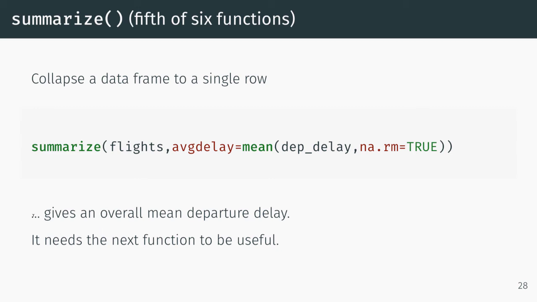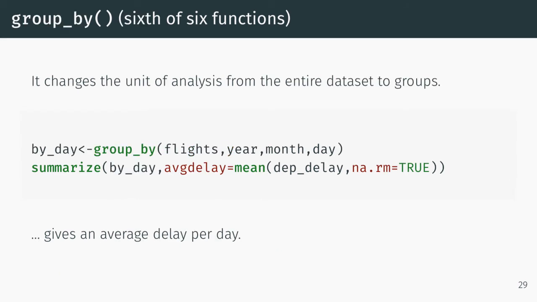What's going to make it useful is if we use it with group by, the 6th of the 6 functions. Group by changes the unit of analysis from the entire data set into groups. So if we do what we just did, but we apply group by, then we get an average delay per day. And that's quite useful.